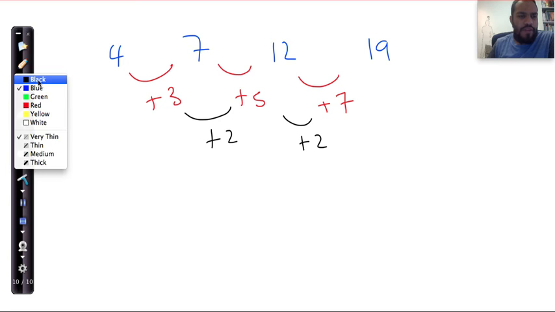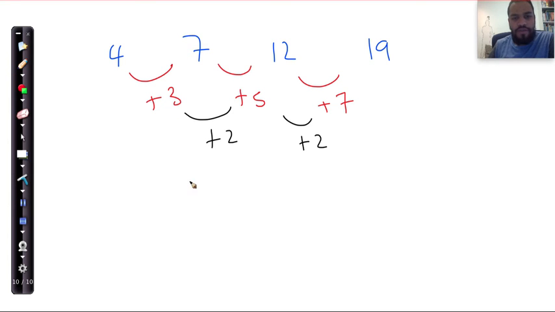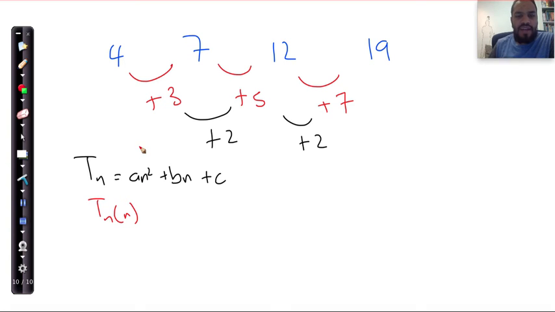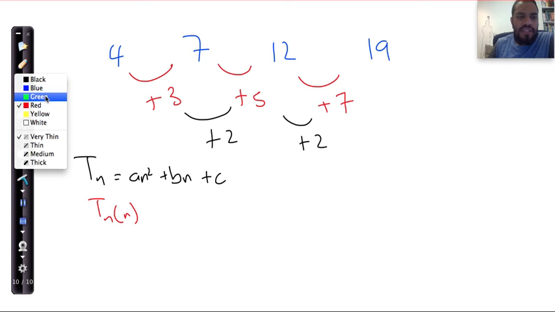Very simple formula. The general formula for a quadratic sequence is Tn equals an squared plus bn plus c. Now I'm going to tell you that Tn is a function of n. And because Tn is a function of n, I need to actually calculate and work out what a, b, and c are going to be. Then I need to determine, if I throw in an n, what am I going to get out as a Tn? And there's a simple way to do this. So let's look at that.